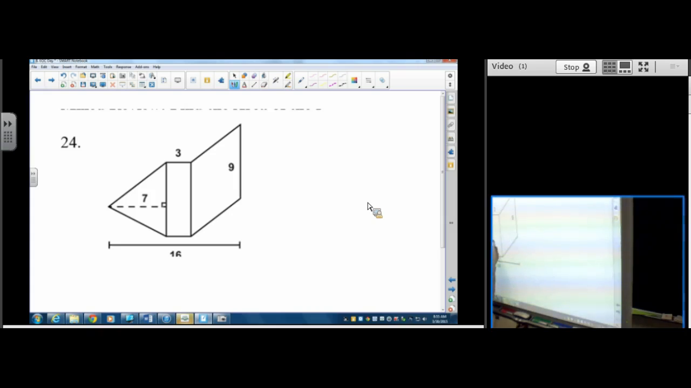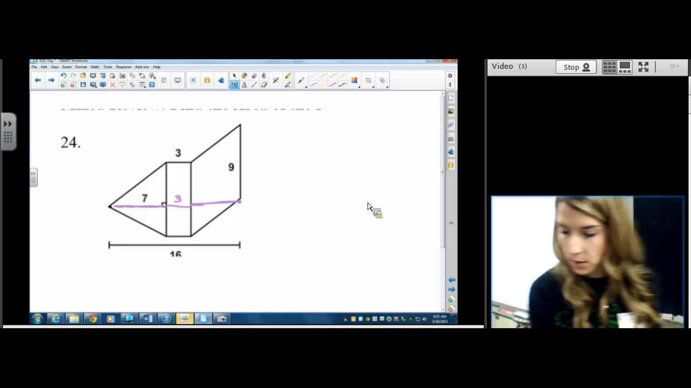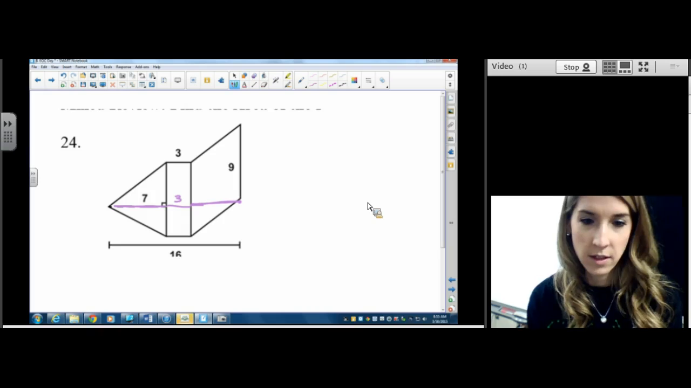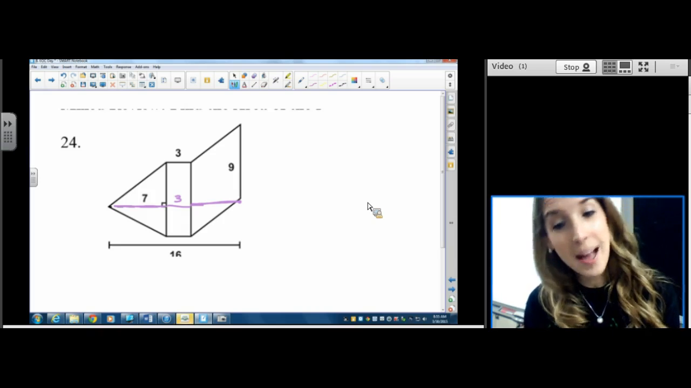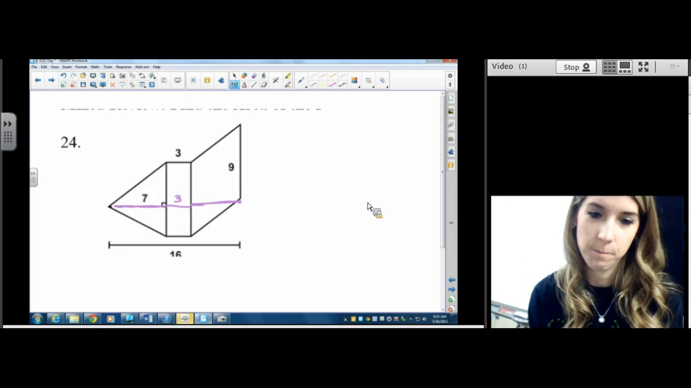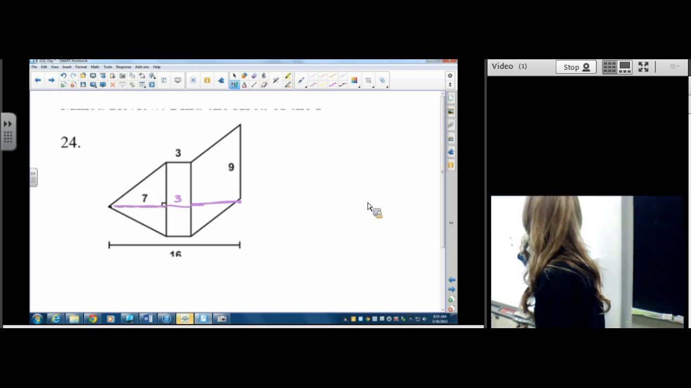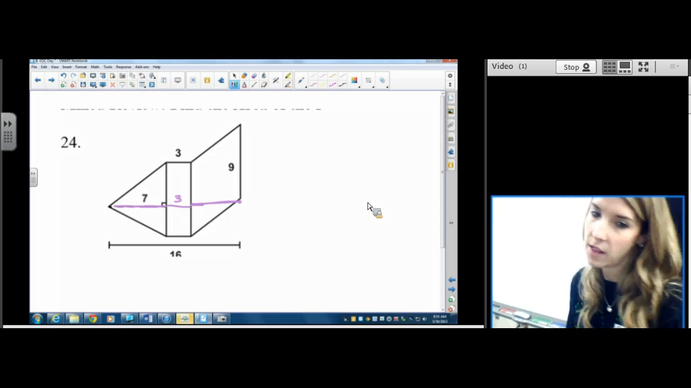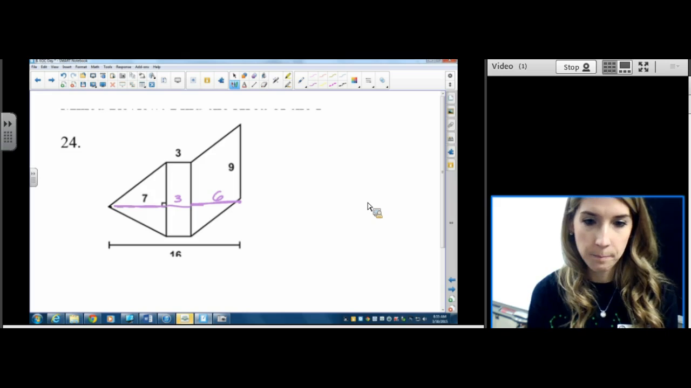This is 7. This is 3. So this will be the height. What's the height of the parallelogram? We're going to do segment addition. 7 plus 3 plus something equals 16. So the height of that parallelogram is 6. I hope that's okay.